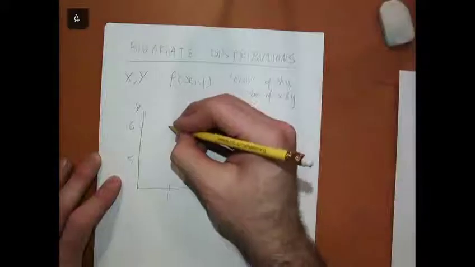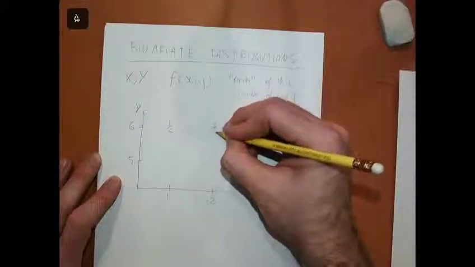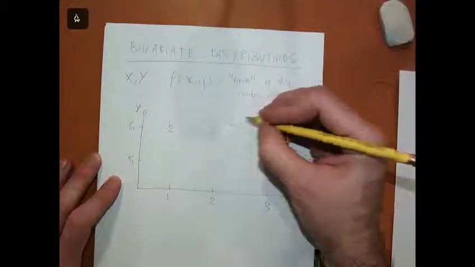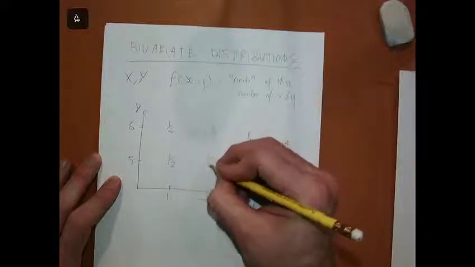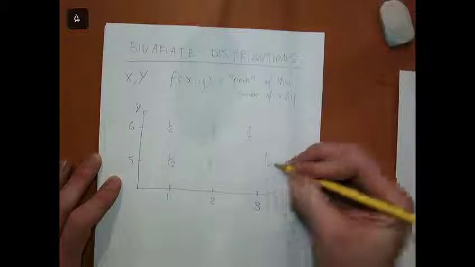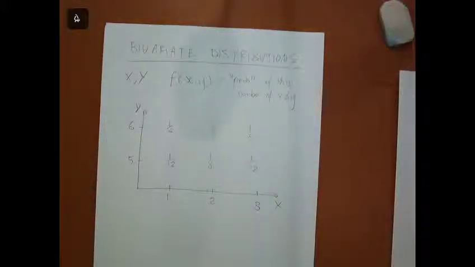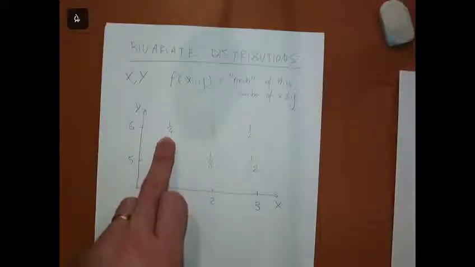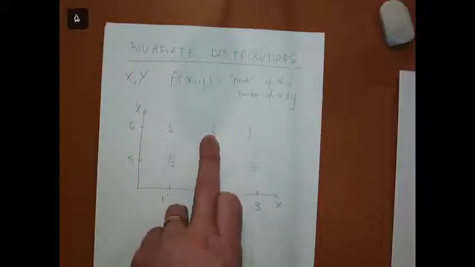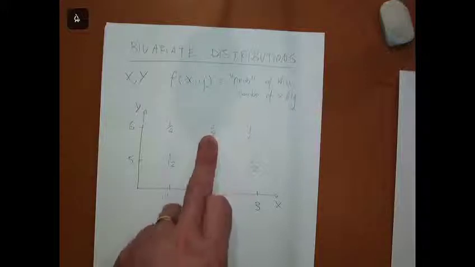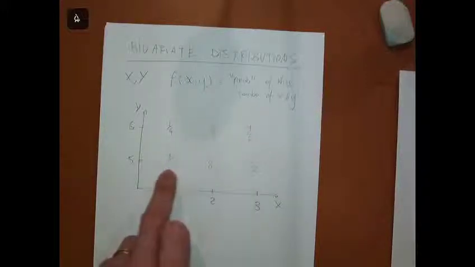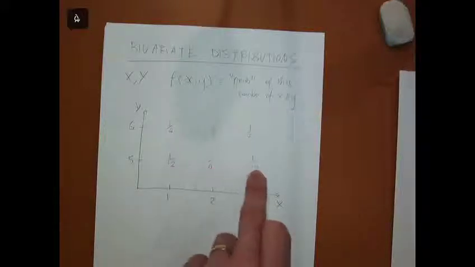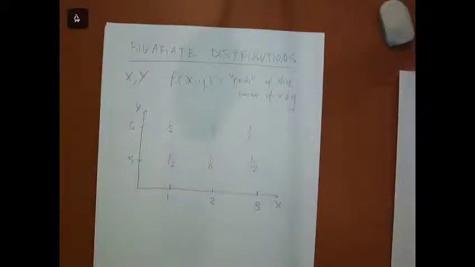So let me do this one. What if it's a quarter here, and a quarter here, and a sixth here, and a 12th here, and a sixth here, and a 12th here? They're all supposed to add up to 1 if this is a valid probability distribution. A quarter is 3/12, another quarter is another 3/12, so we're up to 6/12. A sixth is 2/12, so 6, 7, 8/12, 9/12, 10, 11/12, 12/12. It does add up to 1.